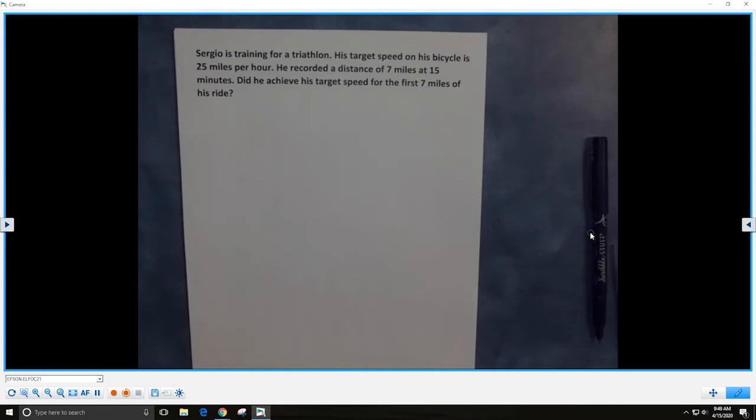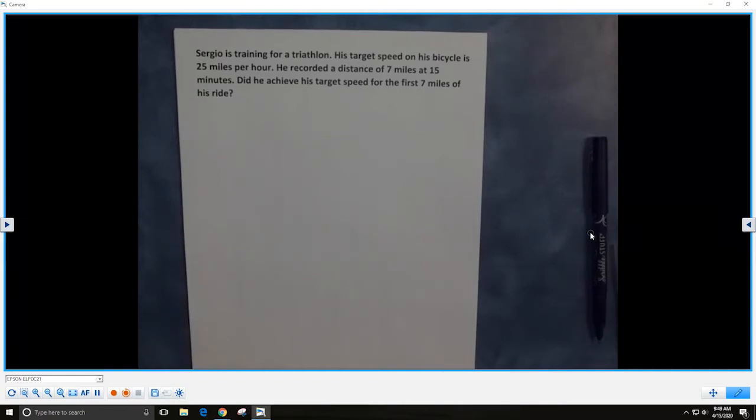Well, what do we know? We know that Sergio wants to ride his bike at a rate of 25 miles per hour. We know that Sergio goes 7 miles in 15 minutes. So what are we trying to find out? What's the problem asking us to do? The problem is asking if Sergio is going 25 miles per hour in the first 15 minutes of his trip. How can we figure that out?